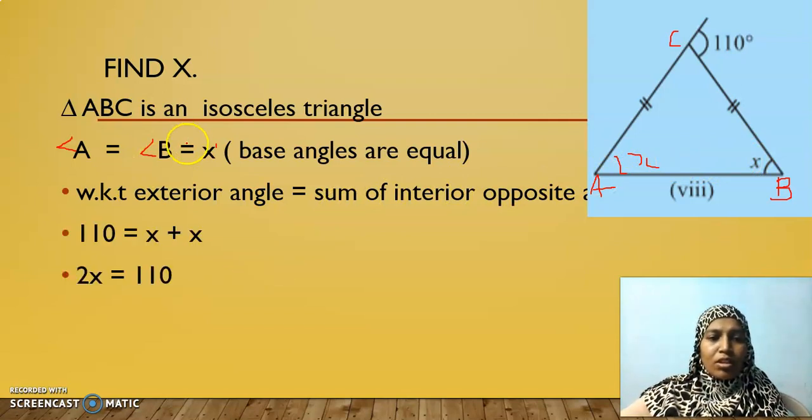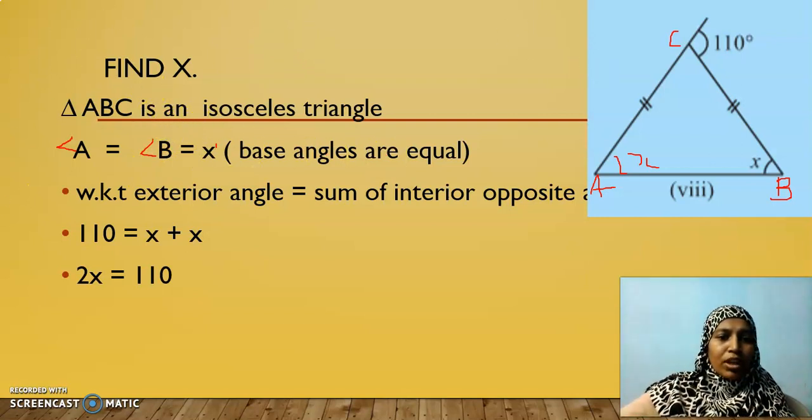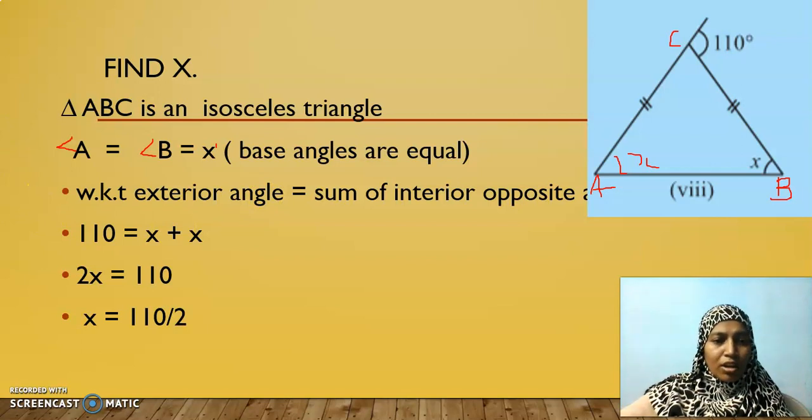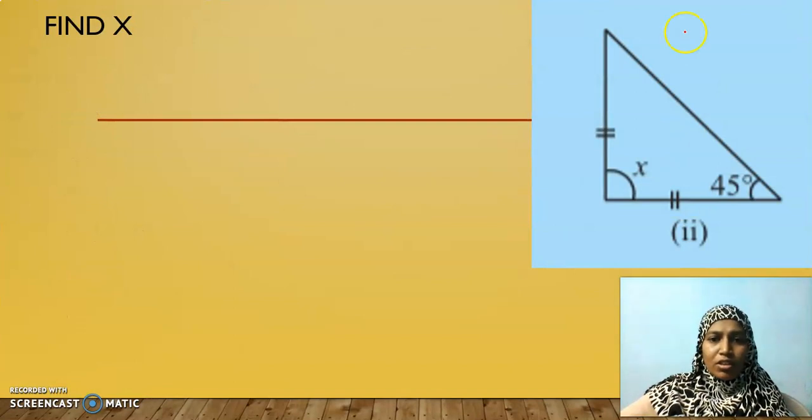So we get 2x is equal to 110. I have interchanged their position. So we get 2x is equal to 110. Then x is equal to 110 by 2 division. I get x is equal to 55. Is it clear? Now the next question is, here it is.